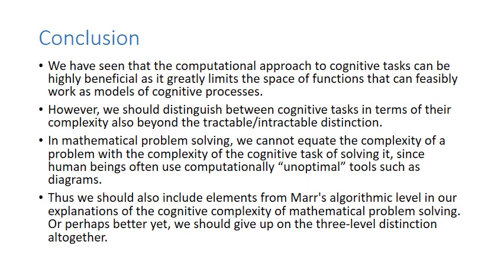So we end up with the conclusion that we should also include elements from Marr's algorithmic level in our explanations of the cognitive complexity of mathematical problem solving. So in this way, I question Marr's focus on the first level, the computational level. We should consider the other levels as well, especially the algorithmic level. But then there's a very good question based on the quotation from Sun above. For example, should we use this three-level distinction at all? Maybe it is not the most fruitful paradigm to study cognitive complexity, to study the computational modeling of cognitive tasks.